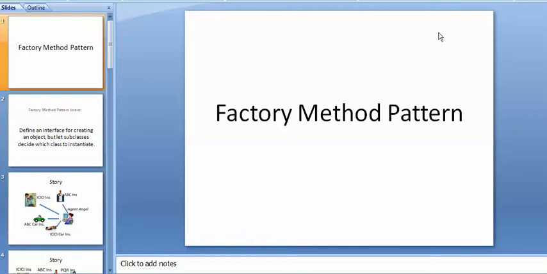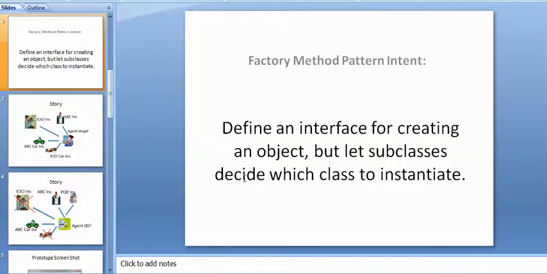Hi, today let's look at the factory method pattern. The intent of the factory method pattern is to define an interface for creating an object, but let subclasses decide which class to instantiate. Before we continue, let us see a scenario.